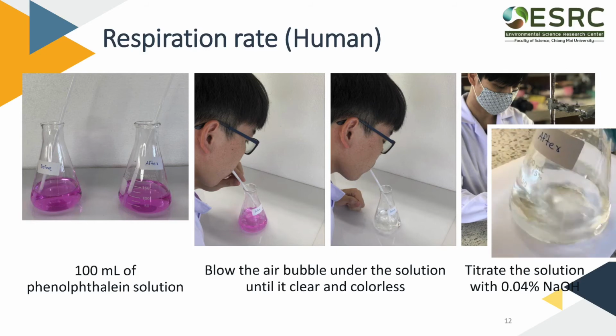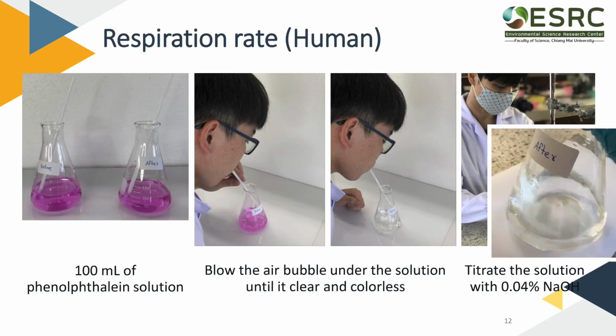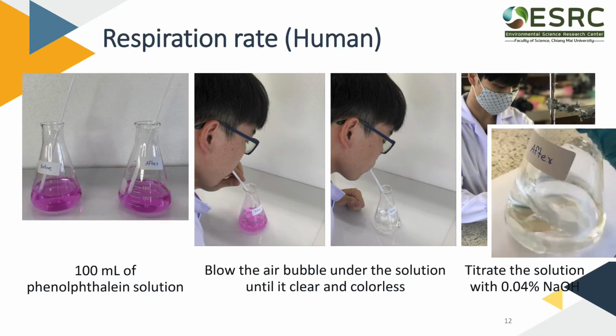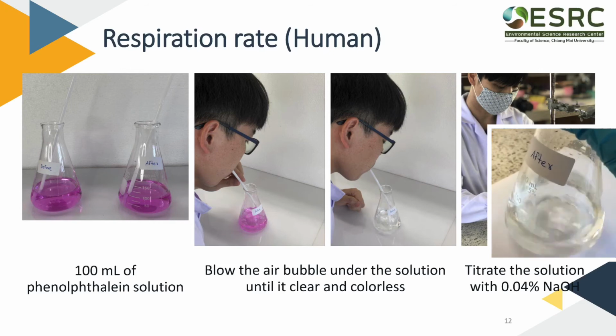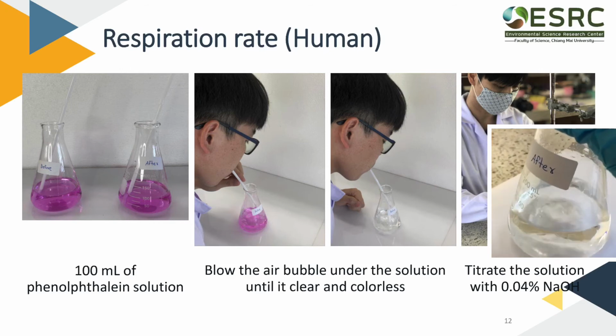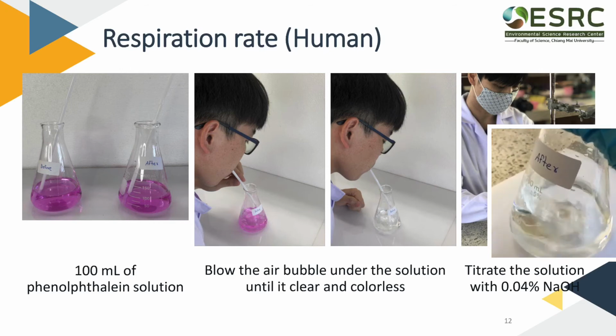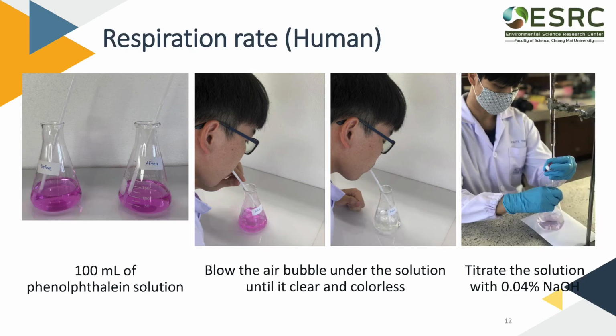Titrate the solution with 0.04% sodium hydroxide solution until the solution turns light pink. Then stop the titration. The color at the end point will not fade when left longer than 1 minute. Record the volumes of sodium hydroxide used in the titration and calculate the amount of carbon dioxide.